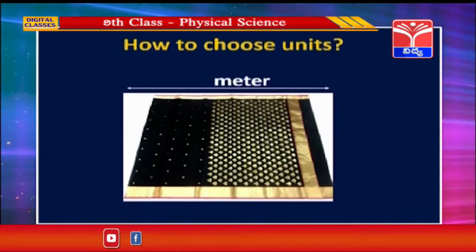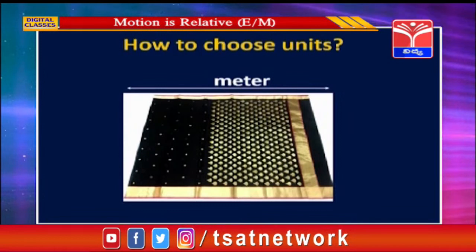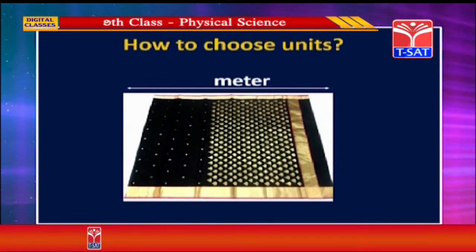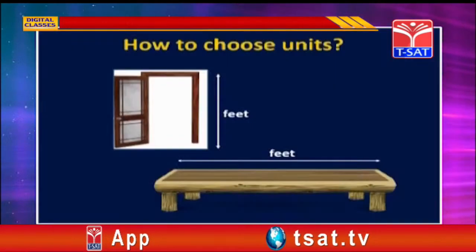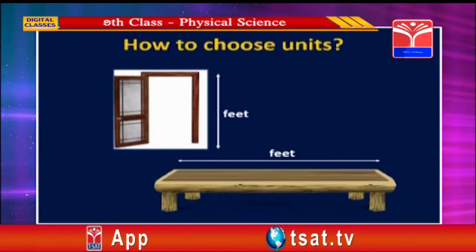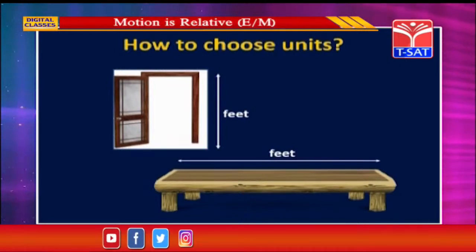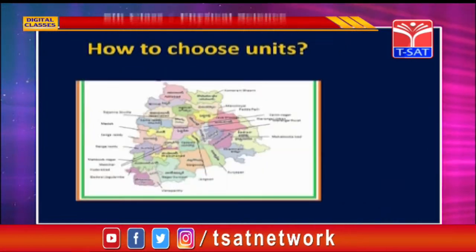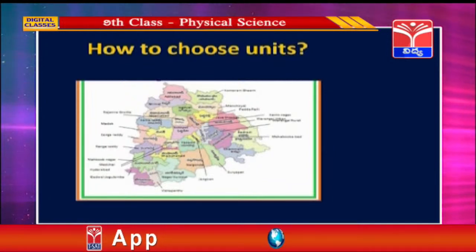If we are measuring slightly bigger objects, we can use the unit meter. A sari will be about 6 meters in length and nearly 1 meter wide. Some other units: if we are looking at a door or a table or a cot, we express the lengths of these objects in feet. Children, what about the distances between 2 cities or villages?